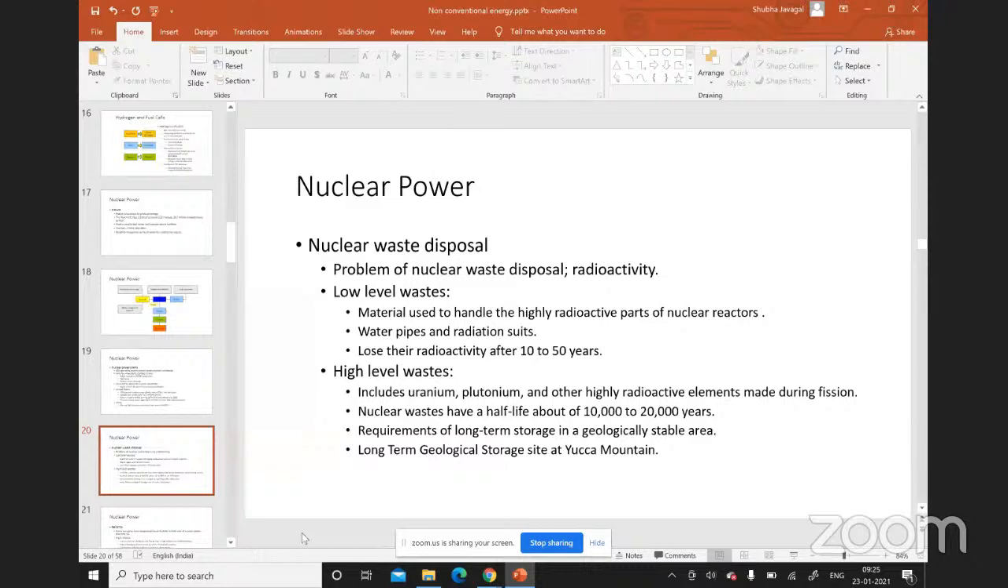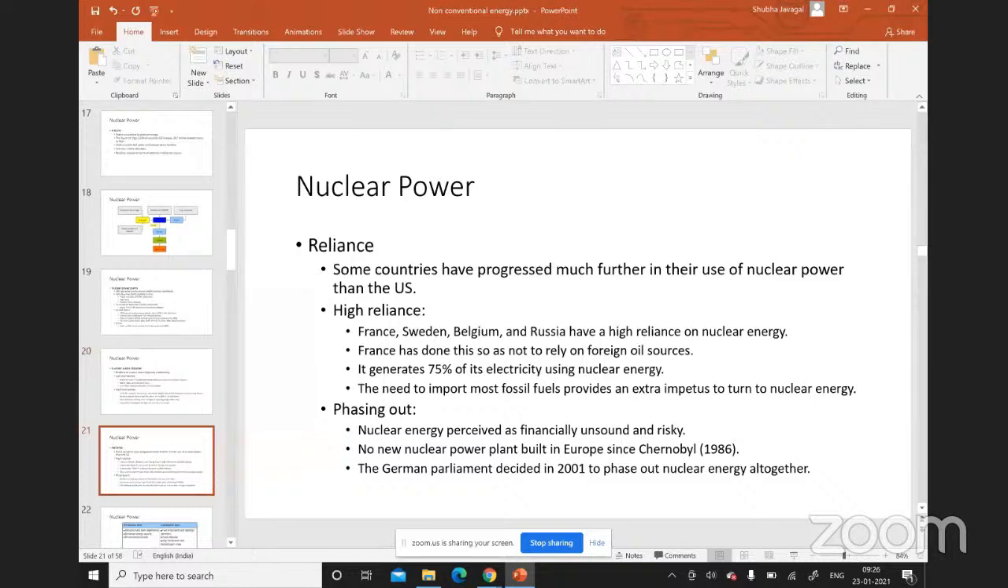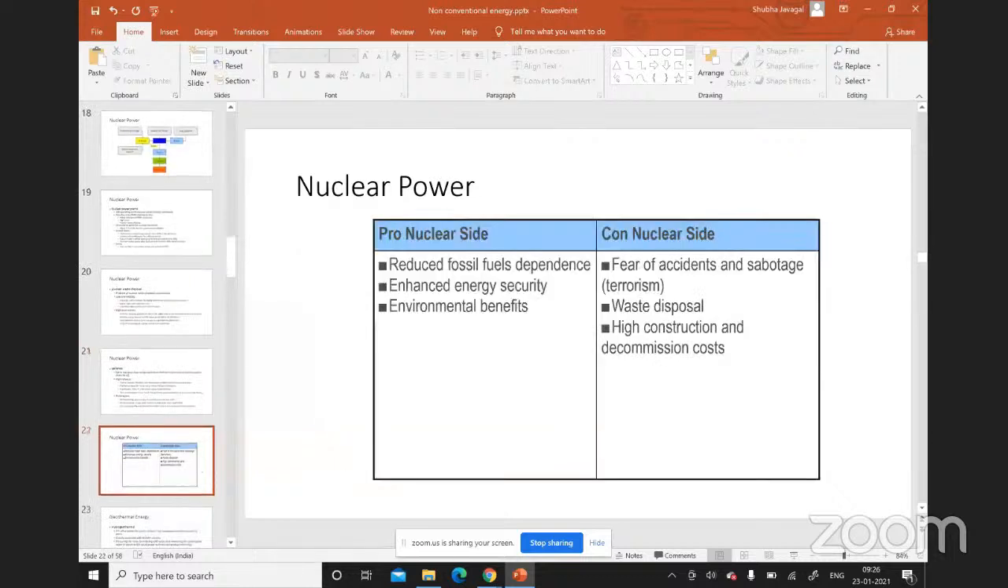But again, we've heard about a lot of accidents that happen in these nuclear power plants, and most of the people who work there, especially with the waste disposal, are prone to fatal diseases. So that is one of the major challenges in nuclear power plants. The rest of the things, I think, are self-explanatory, and you can go through them. These are all statistics, so I'll skip that part.